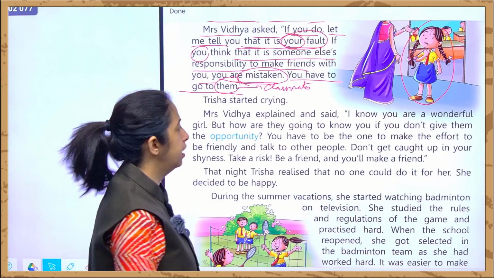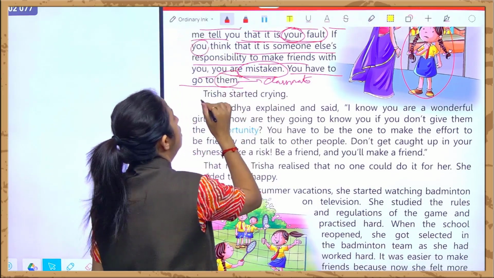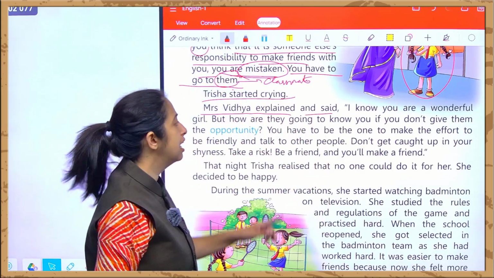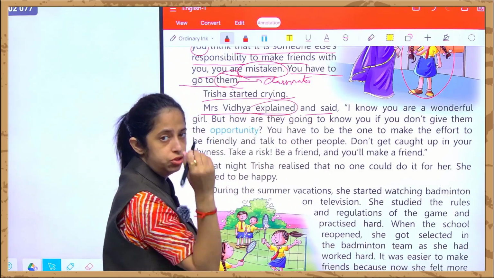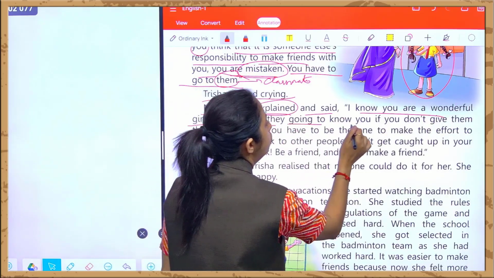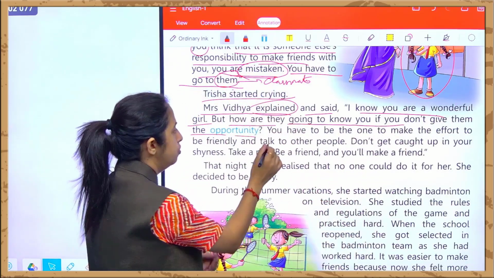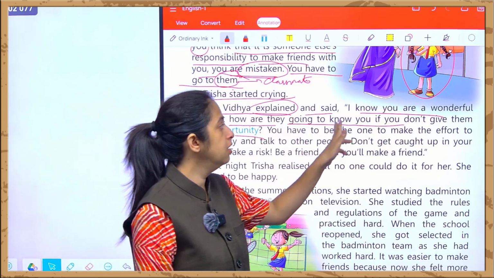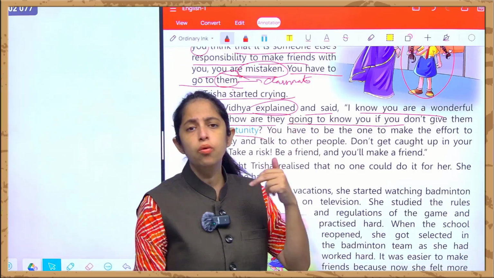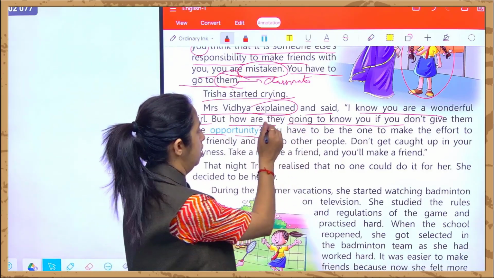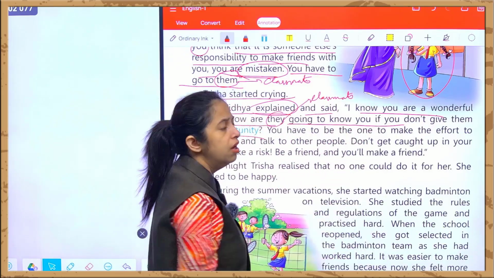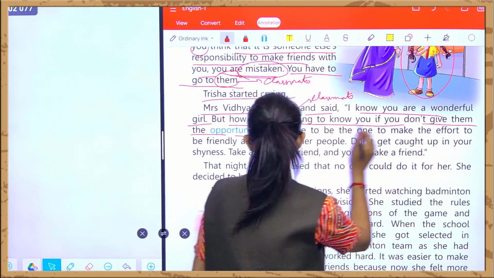And Trisha started crying. Trisha क्या करने लगी? She started crying. वो रोने लग गई. Mrs. Vidya explained and said. Over here, explained means उन्होंने उसको समझाया, and she said that I know you are a very wonderful girl, but how are they going to know if you don't give them the opportunity? Now, what is the teacher saying? Teacher is saying that I know you are a very brilliant child, but how are they going to know? वो उन बच्चों को, who is they? They is her classmates. How will they come to know if you don't give them the opportunity to be your friends?